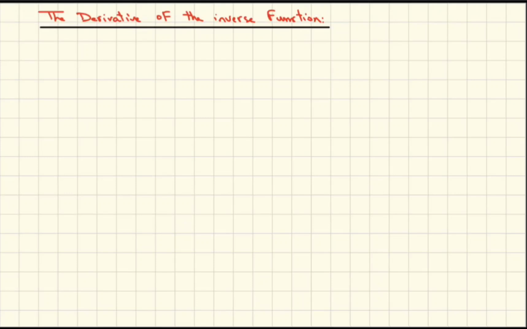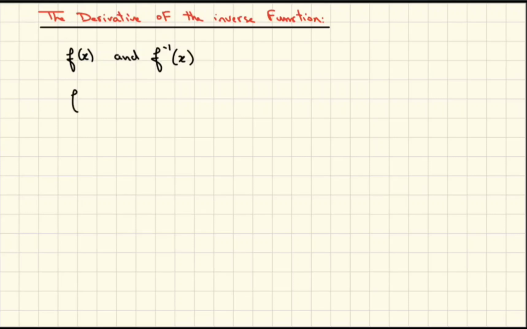In this video, we're gonna talk about the derivative of the inverse function. So let's say we have a function f of x that is invertible. It means it has an inverse. And we denote the inverse function by f inverse of x.